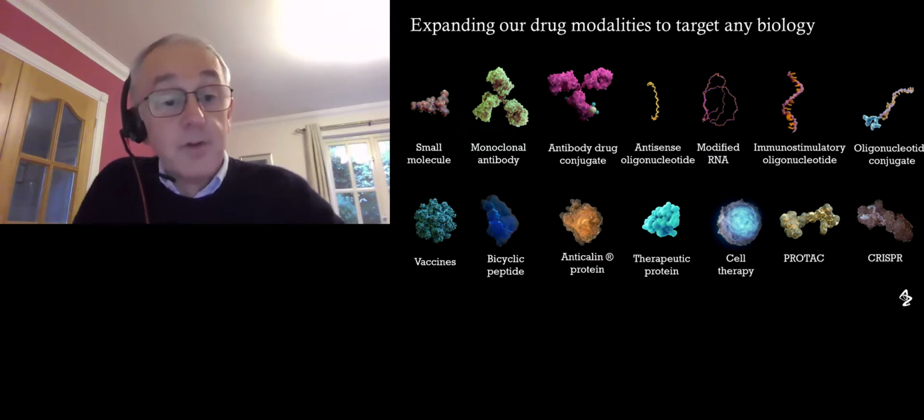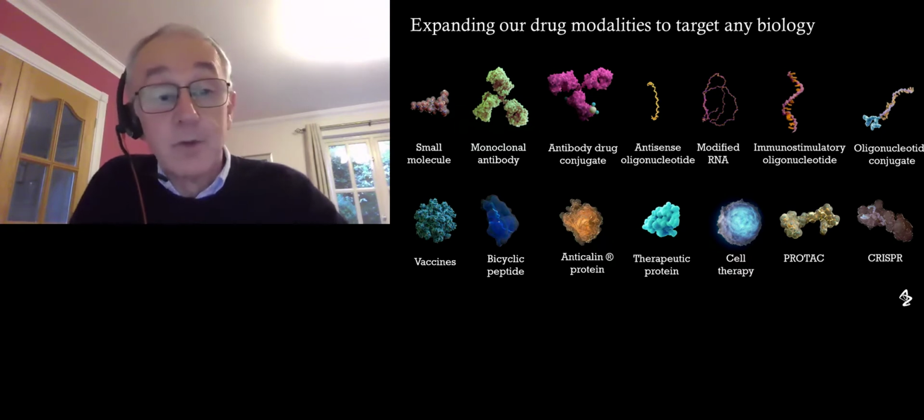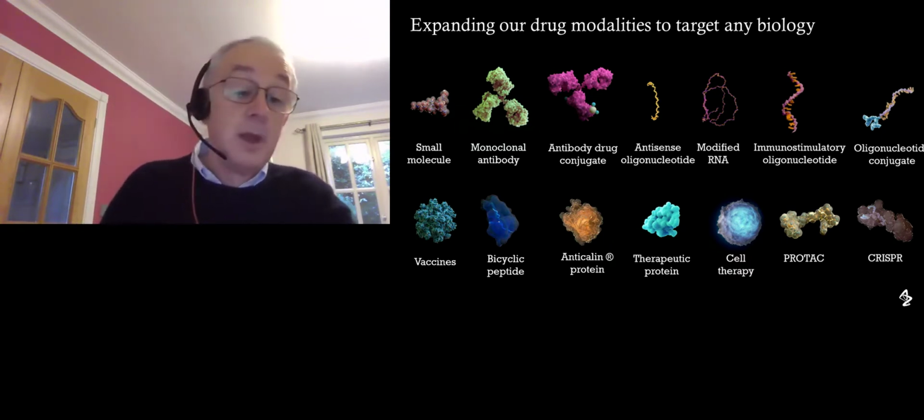Across the AstraZeneca portfolio today, we have active programs using each of these as the proposed therapeutic modality, with probably half of the modalities represented on this slide in the clinic, and with the majority of the remainder likely to enter the clinic as we move through the next 2 years.